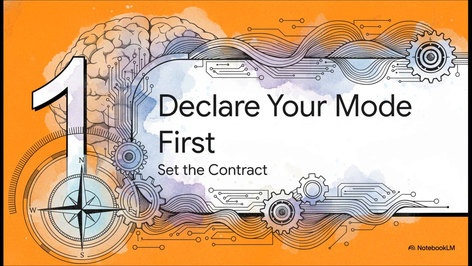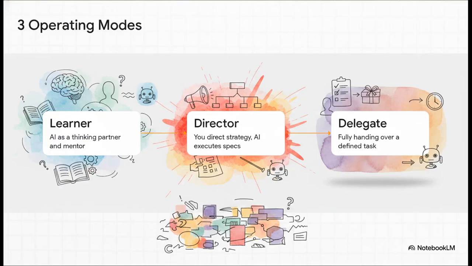So, Section 1. Declare your mode first. Before we even get to the nuts and bolts of writing a better prompt, we need a massive paradigm shift in how we approach the AI. You see, every single AI interaction has layers. And declaring one of these three modes up front basically sets the contract for your entire conversation.